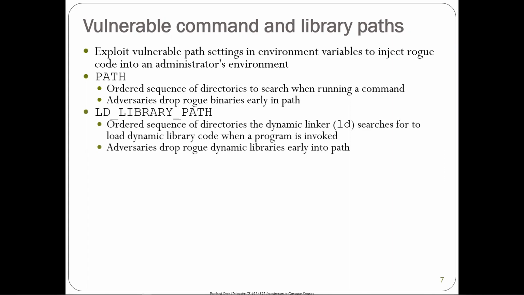LD_LIBRARY_PATH is another environment variable. This says, what is the ordered sequence of directories that I should look in for dynamic libraries to load into my program? Because when you compile a program in C, you don't want to statically include all the libraries that you depend upon. You want the loader to go search the file system for those libraries. And LD_LIBRARY_PATH is one of the things that it can use to find the libraries that it depends upon. And if you hijack that, you can also get remote code execution as an adversary. And that's what happens.